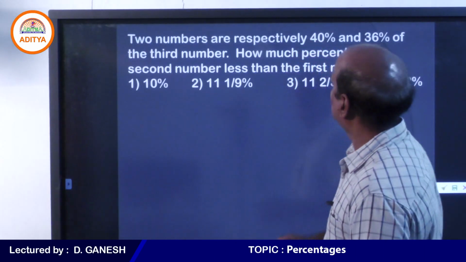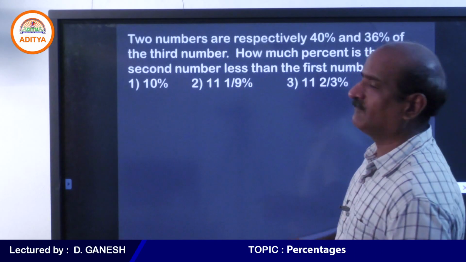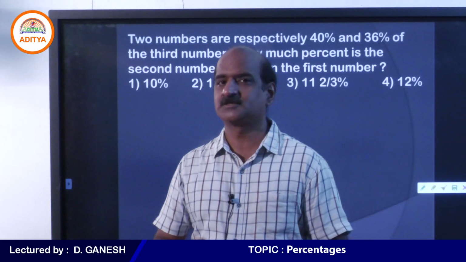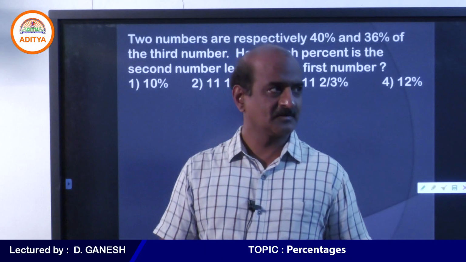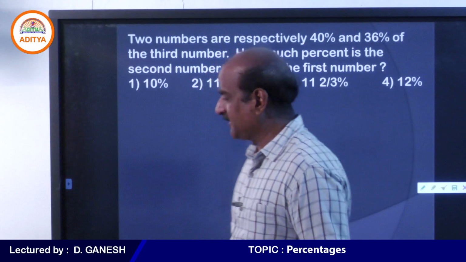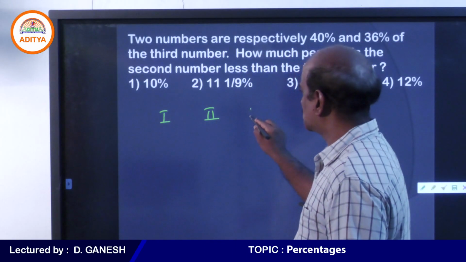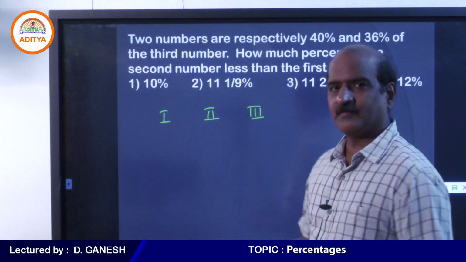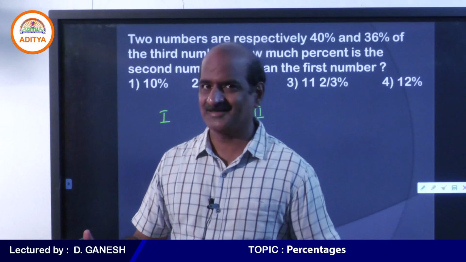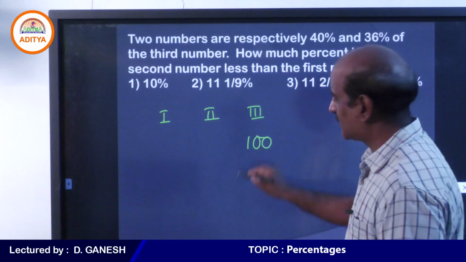Just look at that. 2 numbers are respectively 40% and 36% of the third number. I am repeating it once again. First 2 numbers depend on the third number. Yes, once again we need to handle, and we have to start from the third number, because the first 2 numbers depend on the third number. Anyway, conveniently we take the third number as 100.